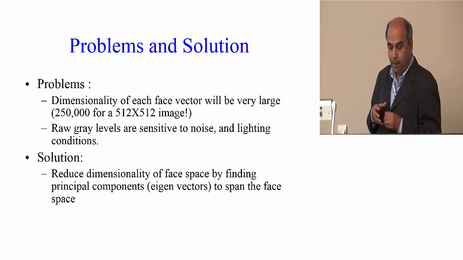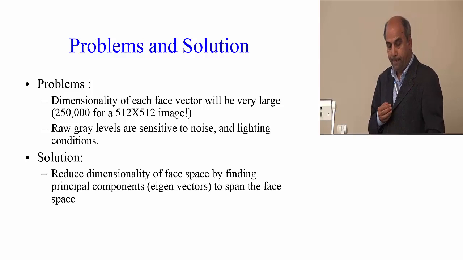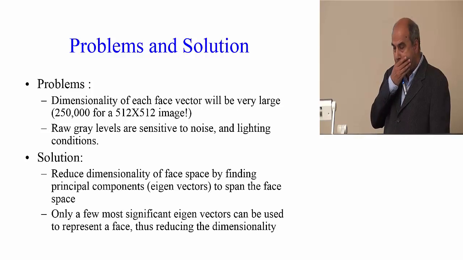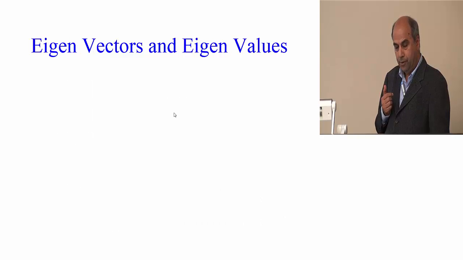To solve this problem, the first step is that we want to reduce the dimensionality of this vector which represents the face, and for that we are going to use principal component analysis, or PCA. With that we'll find the eigenvectors of this correlation matrix, and from that we'll select a few most significant eigenvectors, and that will help us do this more efficiently and quickly.